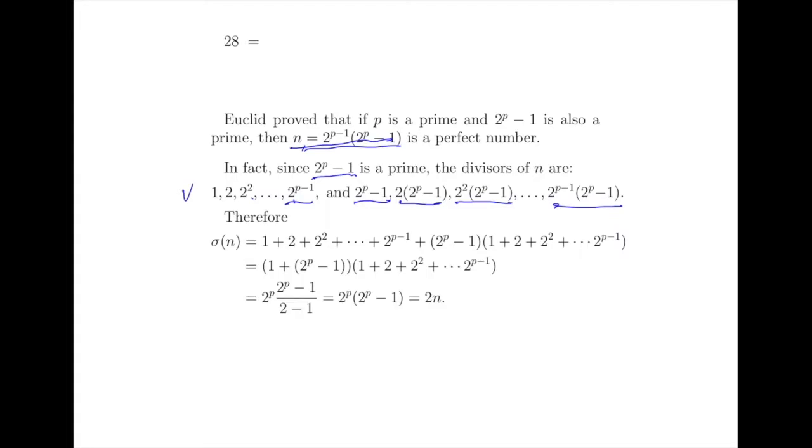So therefore, sigma n is a summation of all of those numbers. That is this one. This is computed as 1 plus 2 to the p minus 1 times 1 plus 2 plus 2 squared and so on, which is equal to 2 to the p times 2 to the p minus 1 over 2 minus 1, and can easily be calculated to be 2n. So therefore, this n is a perfect number. Okay?